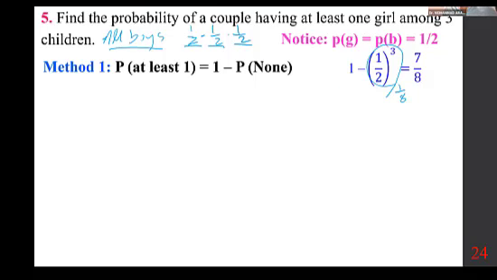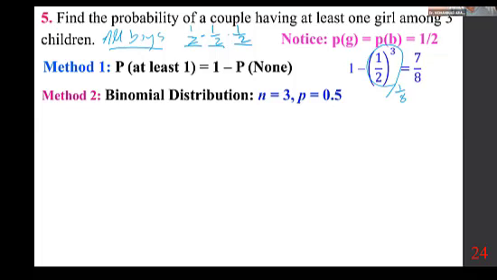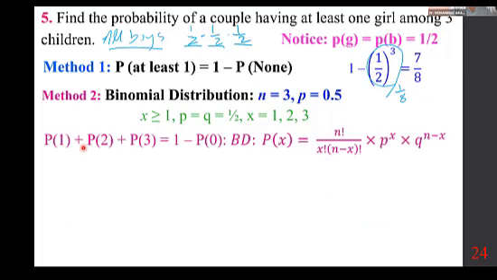Here's the second method. We can use a binomial distribution with n being 3, p being 0.5, and we want x to be larger than or equal to 1. If p is 0.5, so is q, because 1 minus that is also 0.5. X is 1, 2, 3. And with this at least, probability of x larger than or equal to 1, we want the probability of 1 plus the probability of 2 plus the probability of 3. Again, it's easier to say 1 minus the probability of 0.